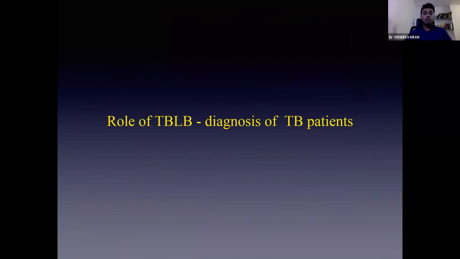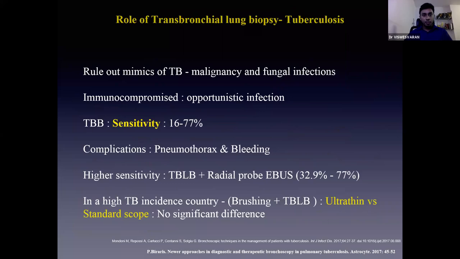So then comes the role of the transbronchial lung biopsy in the diagnosis of TB patients. The transbronchial biopsy mainly helps to rule out the mimics of tuberculosis. One, malignancy, another, fungal infections. And even in the immunocompromised, it can help you to get an idea about an opportunistic infection. It has a sensitivity of 16 to 77%, and the complications are pneumothorax and bleeding. When TBLB is combined with a radial probe EBUS, the sensitivity can range between 32.9% to 77%.